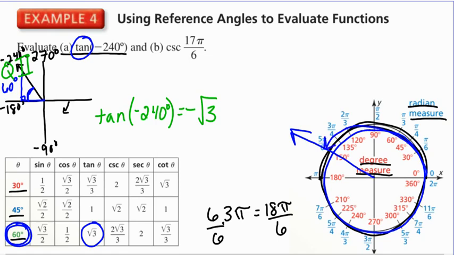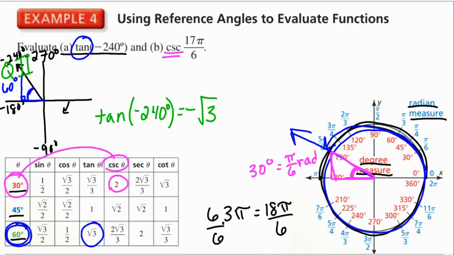So now the question is, what is my reference angle that I need to be using? This reference angle right here is a pi over 6 radian angle. If you remember, pi over 6 radians is the same as 30 degrees. So now I can go to my table, 30 degrees. I'm looking for cosecant. Cosecant is right here.